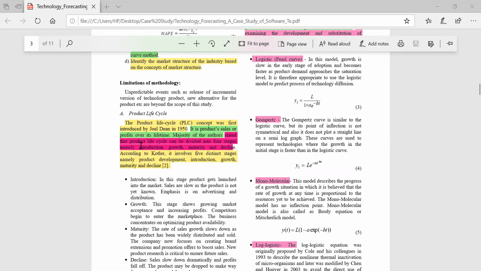Many people have said that PLC could be divided into four stages, but according to Kotler, it involves five distinct stages. These are product development, introduction, growth, maturity, and decline. See, in PLC we are speaking about the life cycle when the product is on the market. So it starts from introduction. But before the product is on the market, the product has to be developed.